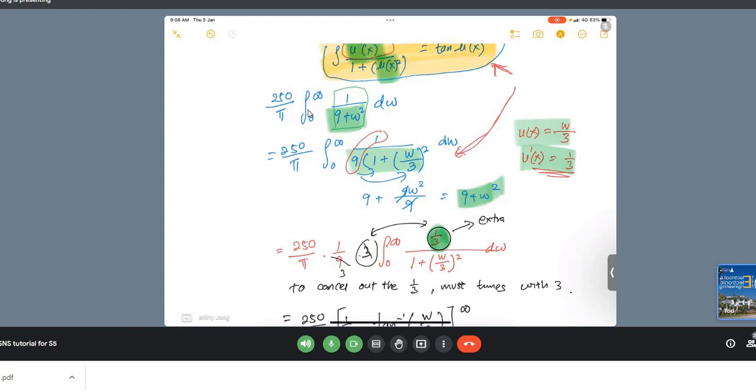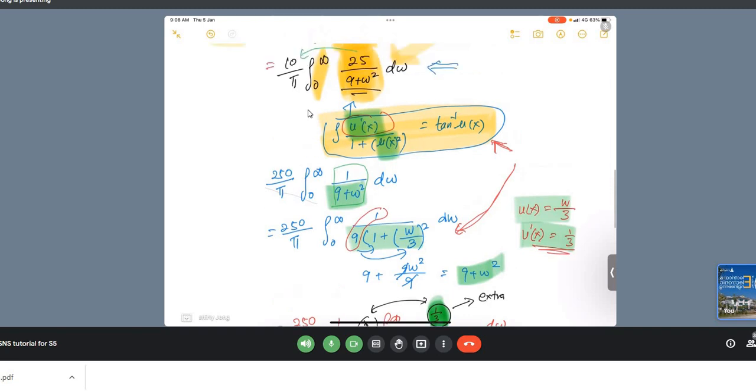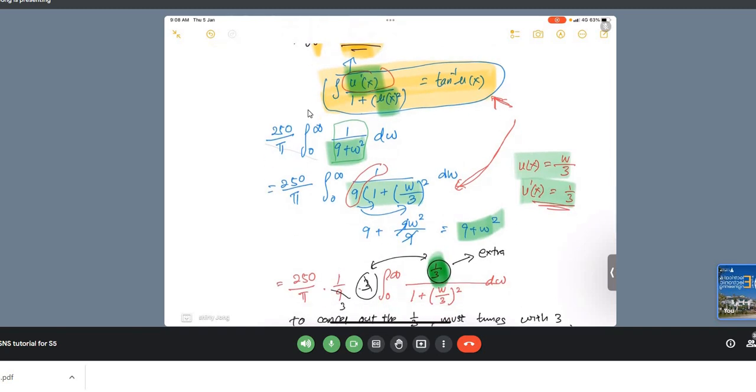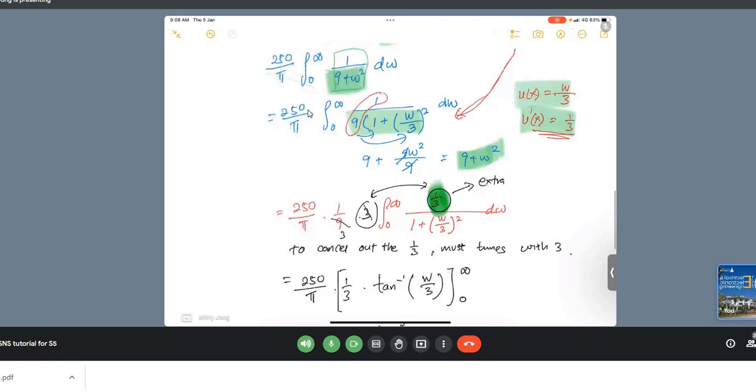Okay, just to fulfill the format of the formula. But if I put 1 over 3 here, this one is the extra. Do you know why extra? Extra means that it's not the original value of your equation, because your equation is 1 over 9 plus omega squared. But now it's 1 over 3. So I don't want this extra. I want to keep the original value.